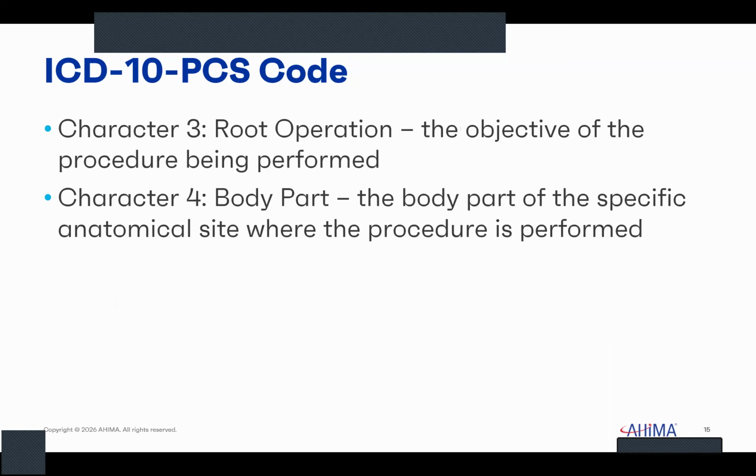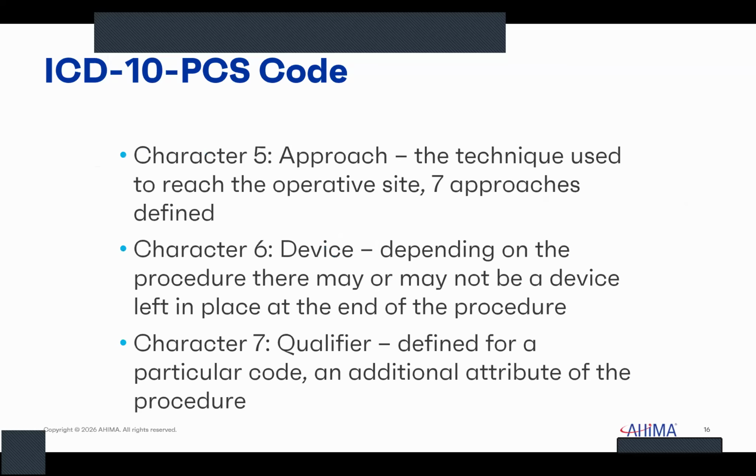Fourth character is the body part. And follow along in your code book with this. Fifth is the approach. In this case, it's open. And the device, there may or may not be a device left in place at the end of a procedure. And then a qualifier. A qualifier is an additional attribute of a procedure, like you can have stents that are placed in a coronary artery that release medication and so on.